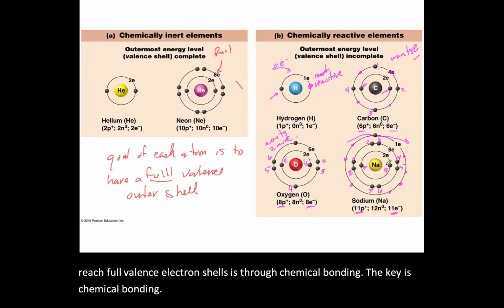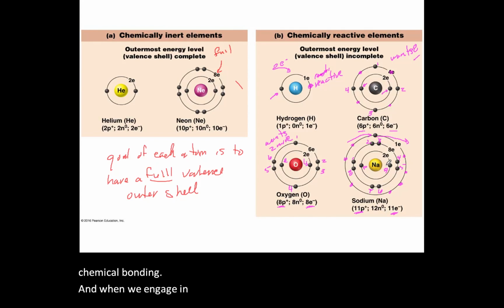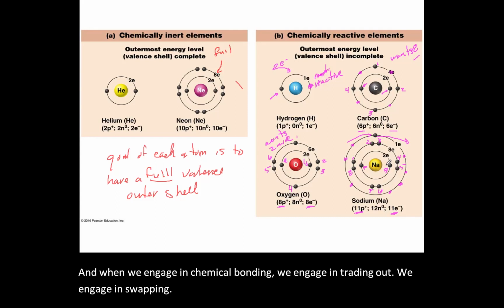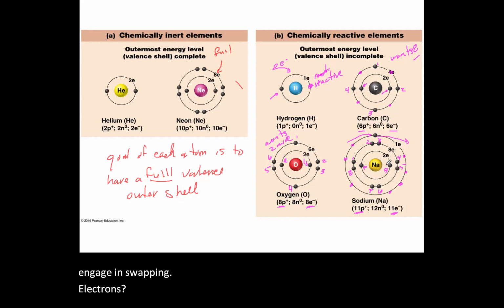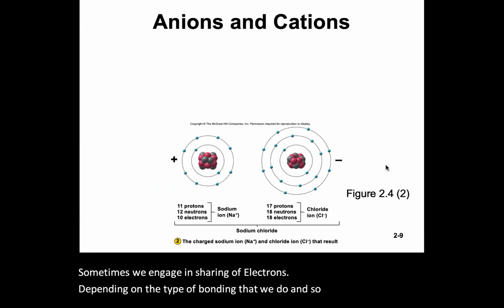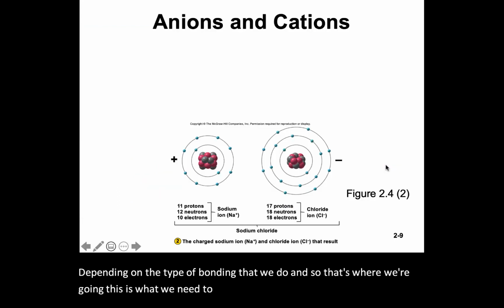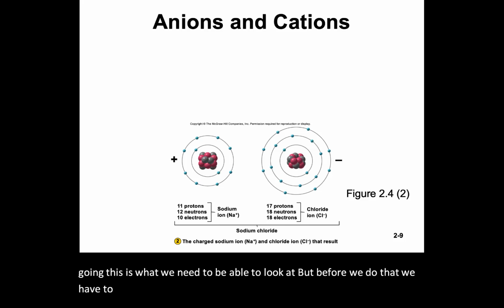And when we engage in chemical bonding, we engage in trading out. We engage in swapping electrons. Sometimes we engage in sharing of electrons, depending on the type of bonding that we do. And so that's where we're going. This is what we need to be able to look at. All right, but before we do that, we have to look at a few other little things.